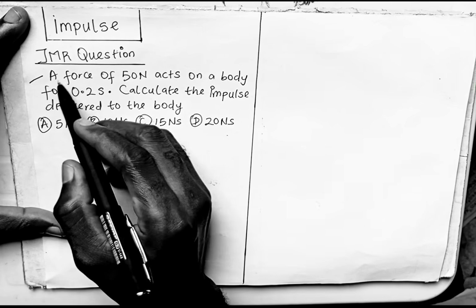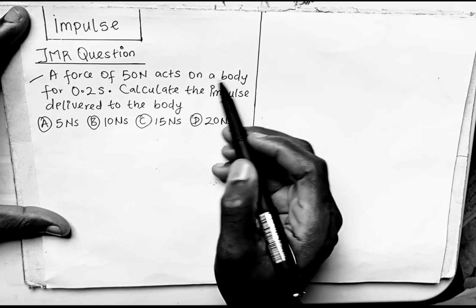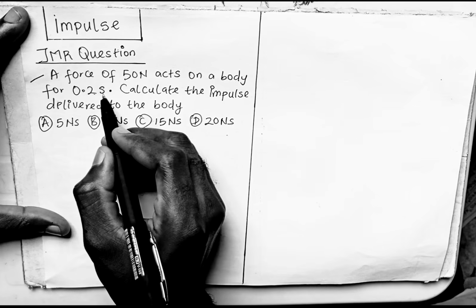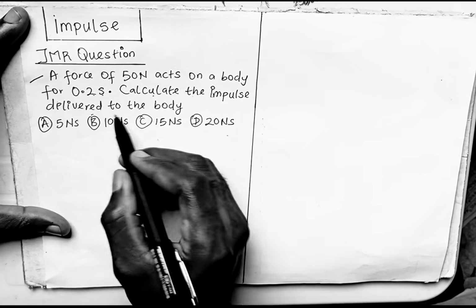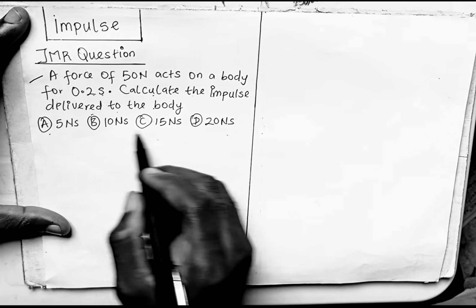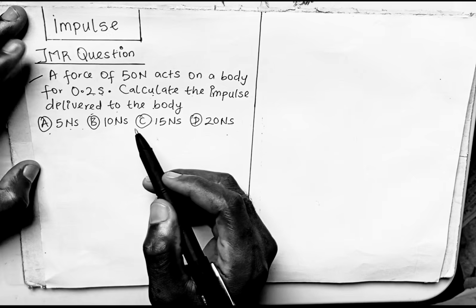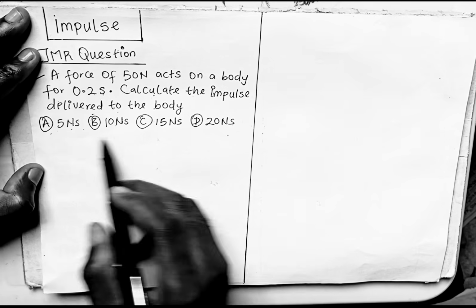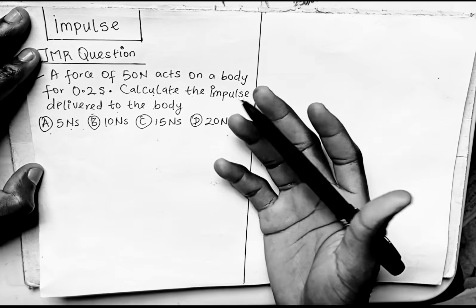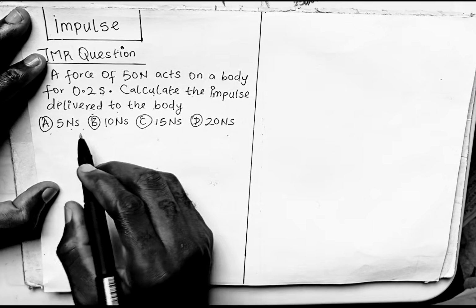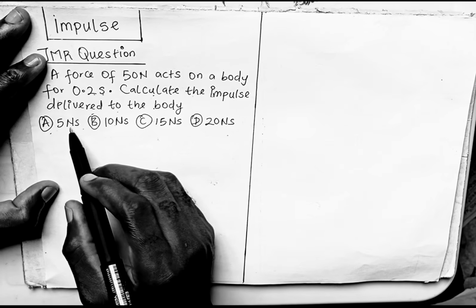It reads: a force of 50 Newton acts on a body for 0.2 seconds. Calculate the impulse delivered to the body. Look at all these options: 5 Newton seconds, 10 Newton seconds. The first thing to do after reading a calculation question is to look at the options. What units are they represented in? This option is represented in the unit Newton seconds.